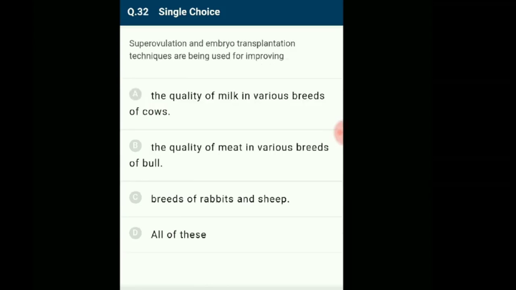Question number 32. Superovulation and embryo transplantation techniques are being used for improving. Superovulation and embryo transplantation technology has been demonstrated for cattle, sheep, rabbits, buffaloes, mares, etc. High yielding breeds of female and high quality bulls have been bred successfully to increase herd size in a short time. So the answer is option D. All the techniques can be used for superovulation and embryo transplantation.